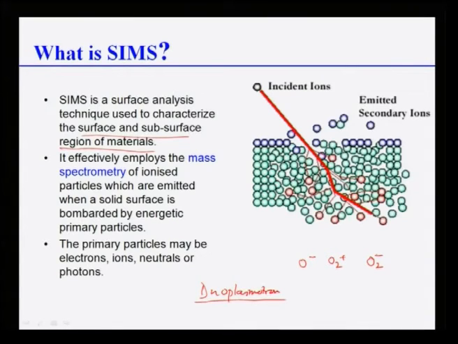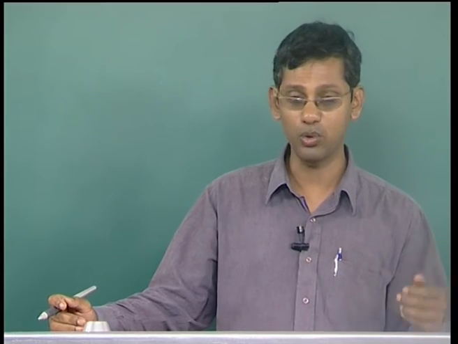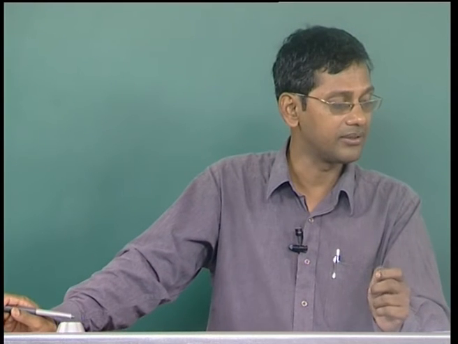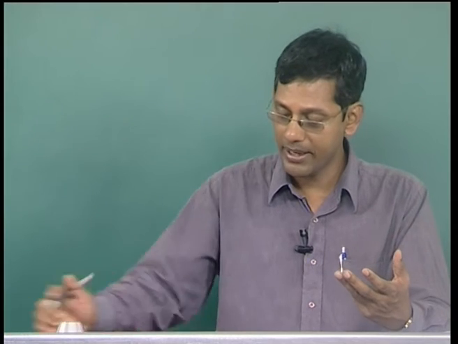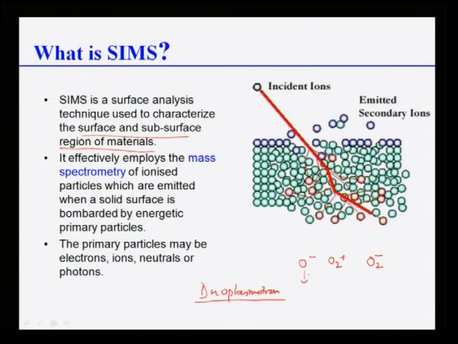So that means we can have positively charged ions, negatively charged ions, and also heavier charged ions, O2 minus and O minus. So we can create all kinds of charged species, and then these primary ions are allowed to fall on the sample surface. The O minus ion is the most abundant species used, while positive ions are also used. If you have an insulating material, then you have to use O minus ions, because otherwise there will be charge buildup on the surface.